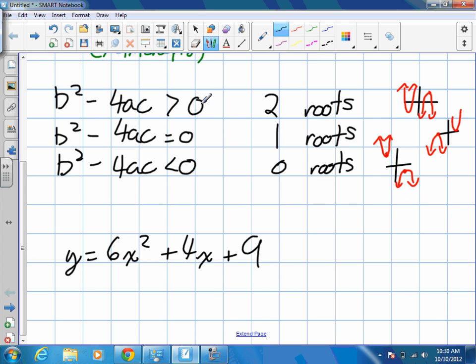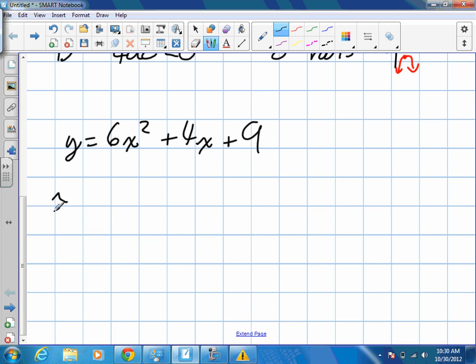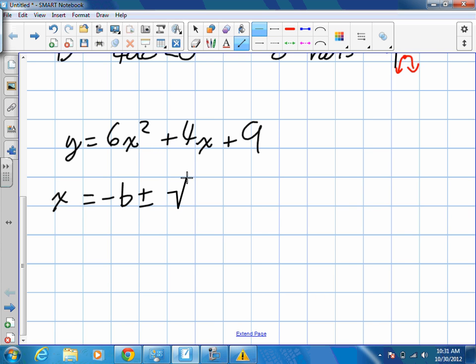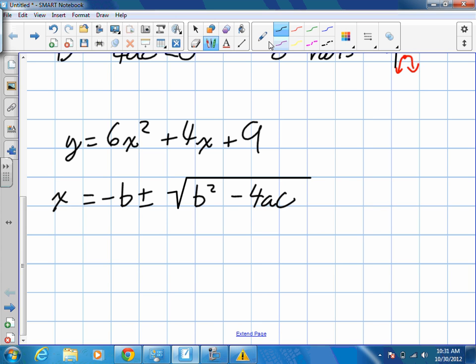Now, the quadratic formula. The discriminant is pulled out of the quadratic formula, and I'm going to show you. Because we use the quadratic formula, we've already learned that we use this to actually solve for the x-intercepts. So negative b plus or minus the square root of b squared minus 4ac, divided by 2a. That's exactly the quadratic formula.